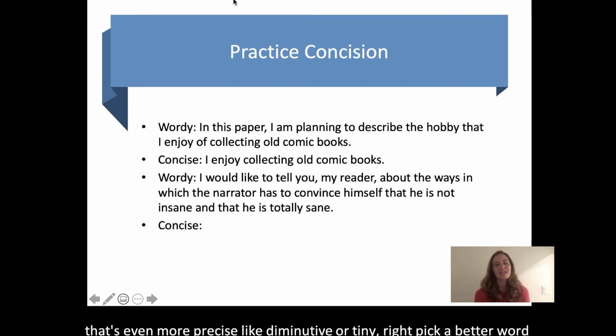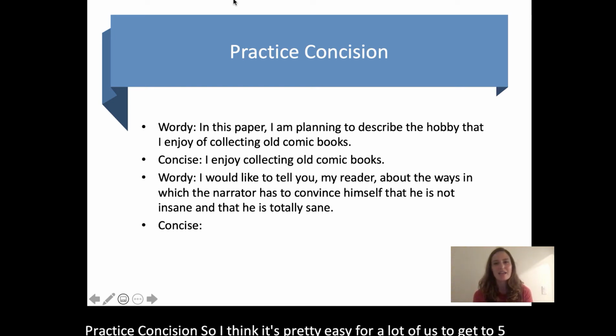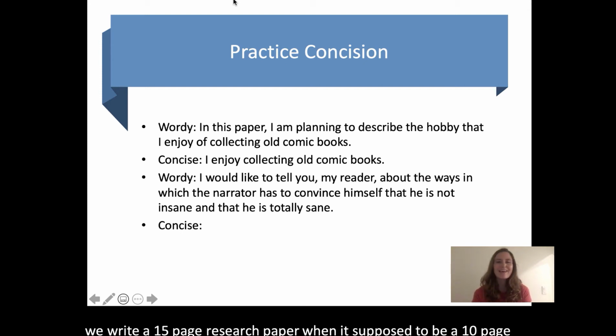Practice concision. I think it's pretty easy for a lot of us to get to 5 pages or even to get to 10 pages. A lot of us have the opposite problem. We write a 15-page research paper when it's supposed to be a 10-page research paper. It's a good problem to have, I suppose, because it means you like to write or you have a lot of ideas. But most of us need to pare our writing down.